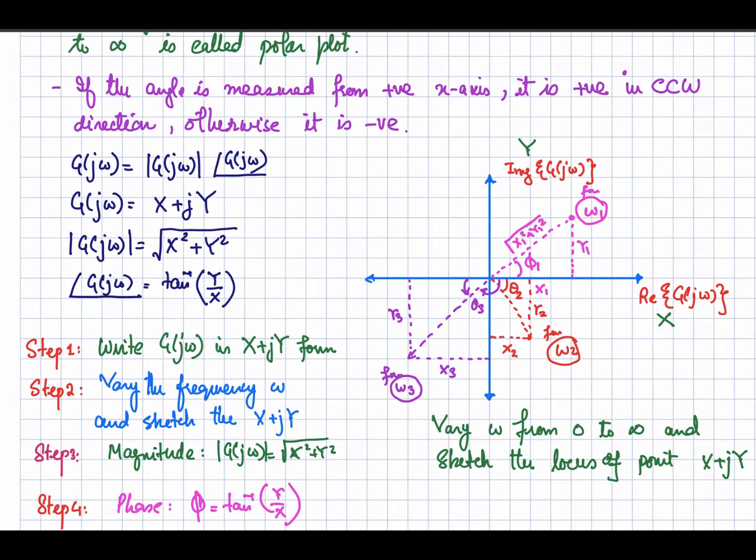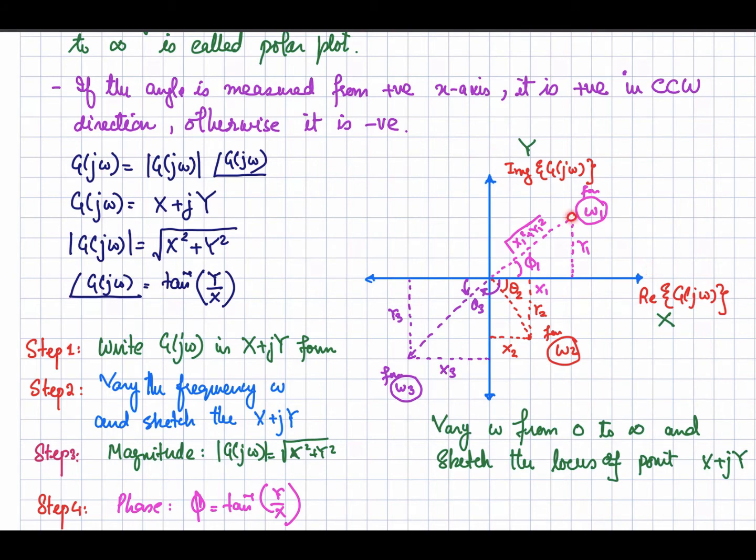Let's consider a point in this plane. Here you can see this is the real part of your sinusoidal transfer function and this is the imaginary part. These two axes represent the real and the imaginary axis. This is the polar coordinate plane. Why do we call it polar? Because we are plotting the real part on the x-axis and the imaginary part on the y-axis.